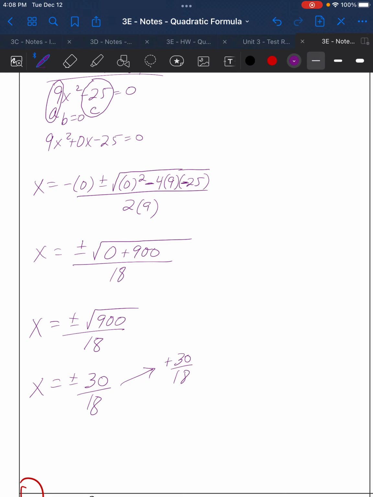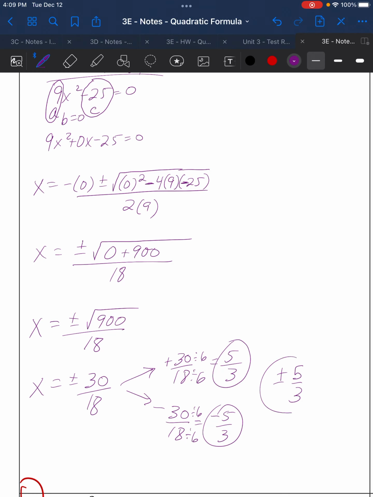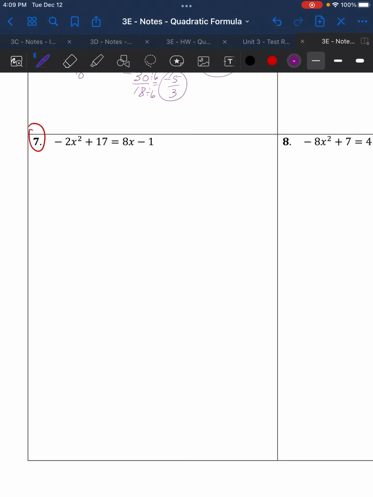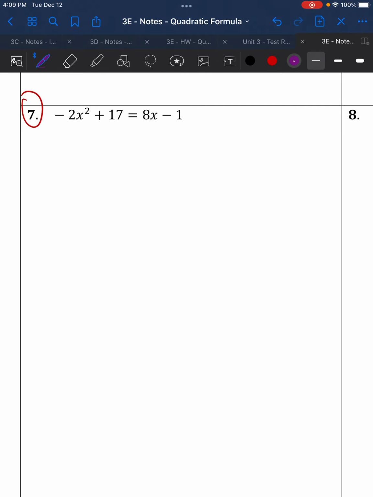And we can rewrite this as two equations. So we can see it's a positive 30 over 18, and it's a negative 30 over 18. And we can reduce both of them, both fractions, by 6. I think that's the biggest. And 30 over 18 reduces to 5/3, and negative 5/3. So you can write them separately, or you could write them as plus minus 5/3. Just know that you have two solutions there.